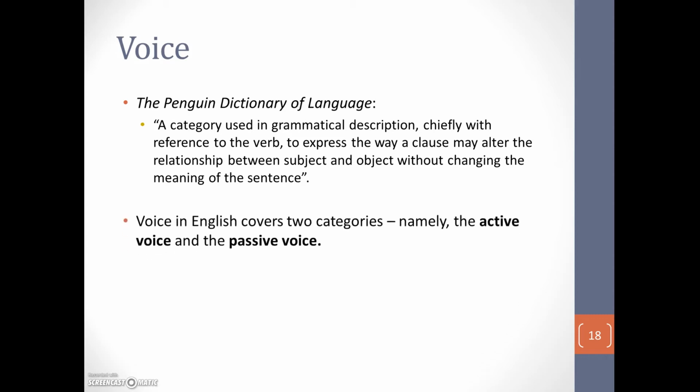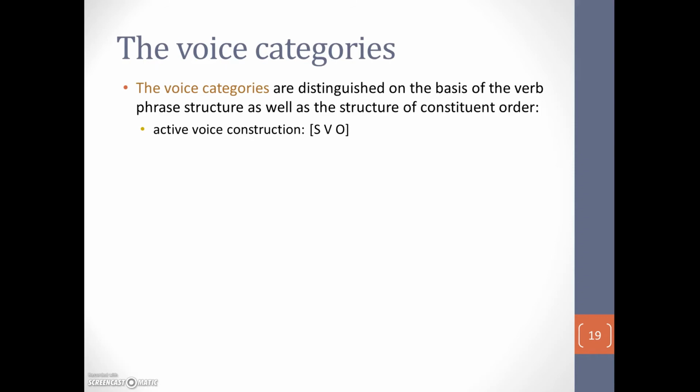So voice in English covers two categories. We have the active voice and the passive voice. So let's just look at these two categories in more detail and look at their formal or structural properties. So voice categories are distinguished on the basis of the verb phrase structure as well as the structure of constituent order.